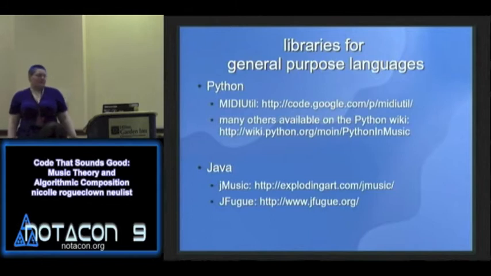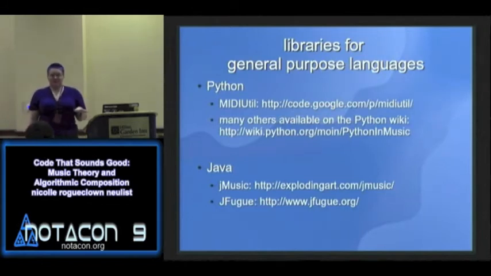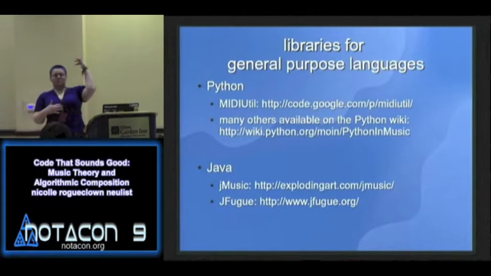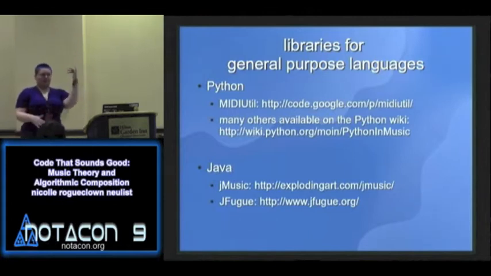Also, you can use a library for general purpose languages. Python, I mentioned MIDI util specifically because that is the library that my snippets of code are going to use. There's a huge long list of MIDI libraries, algorithmic composition libraries for Python. So, if you don't like MIDI util, if you look at my code and it's like, what in the world? Play around with other libraries.